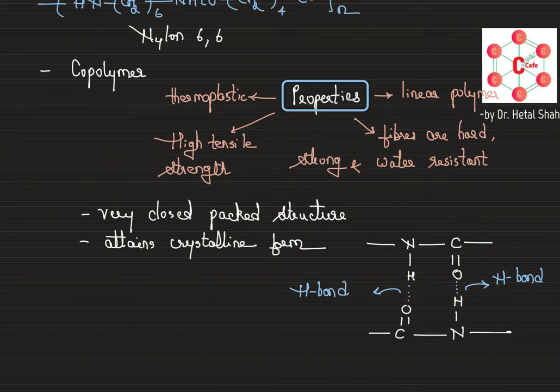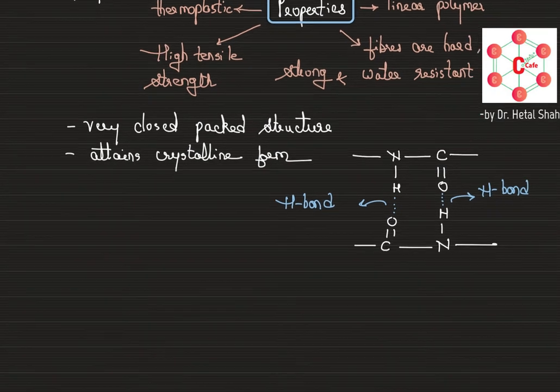So between the polymeric chains, there are strong hydrogen bonds, which is the reason why the tensile strength of these fibers is very, very high. They form very closely packed structures, and they attain a crystalline form, a perfect geometrical arrangement, which is generated through intermolecular H bondings, right? And so now we go to the uses.